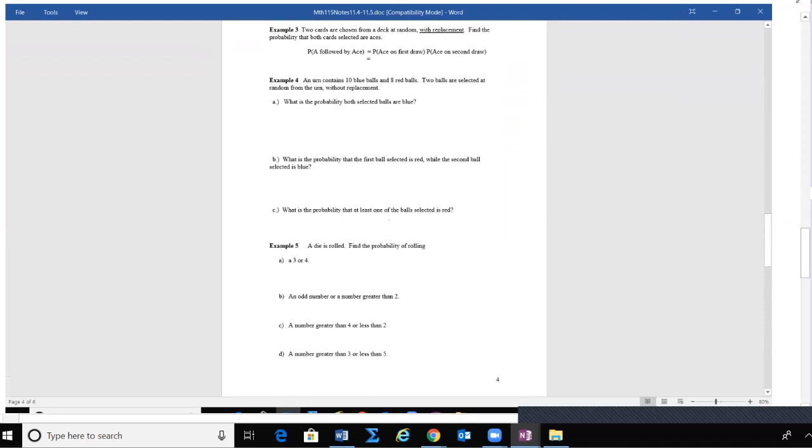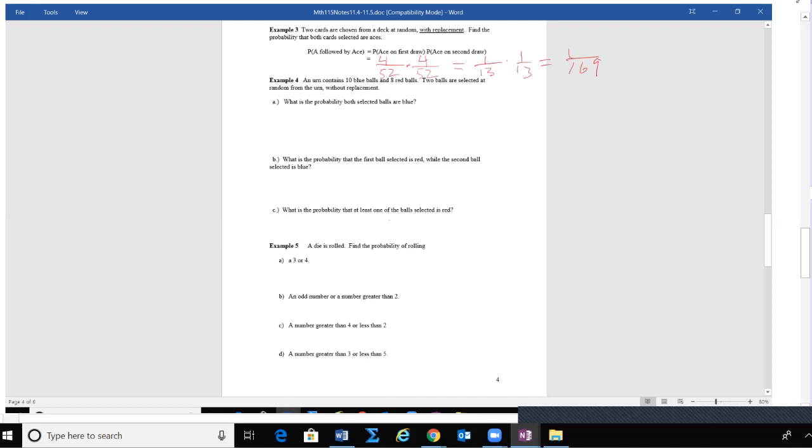2 cards chosen from a deck at random with replacement. Find the probability that both cards selected are aces. Ace followed by ace. So ace on the first draw is 4 out of 52. If the cards are put back in, then nothing's changed. It's still 4 out of 52 for that second draw, and we multiply them together. So this is 1 out of 13 times 1 out of 13, 1 out of 169. So you see the difference between replacement and non-replacement. There it is.